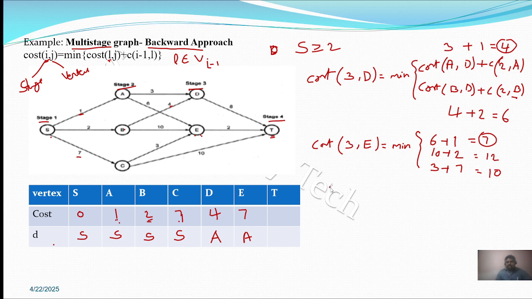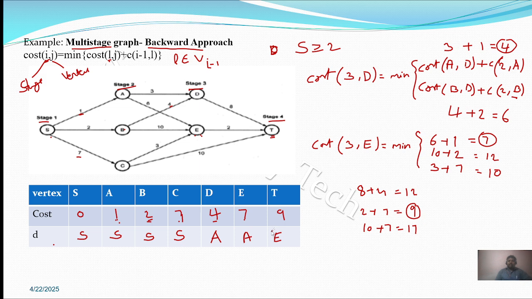Next T. Here there are 3 edges. One is 8 plus the D cost, which is 4, that is equal to 12. Then 2 plus the cost of E, which is 7, that is equal to 9. Next C to T, the cost is 10 plus the C cost, which is 7, that is 17. Which is the minimum? 9 is the minimum. So note down 9 here, via vertex E.